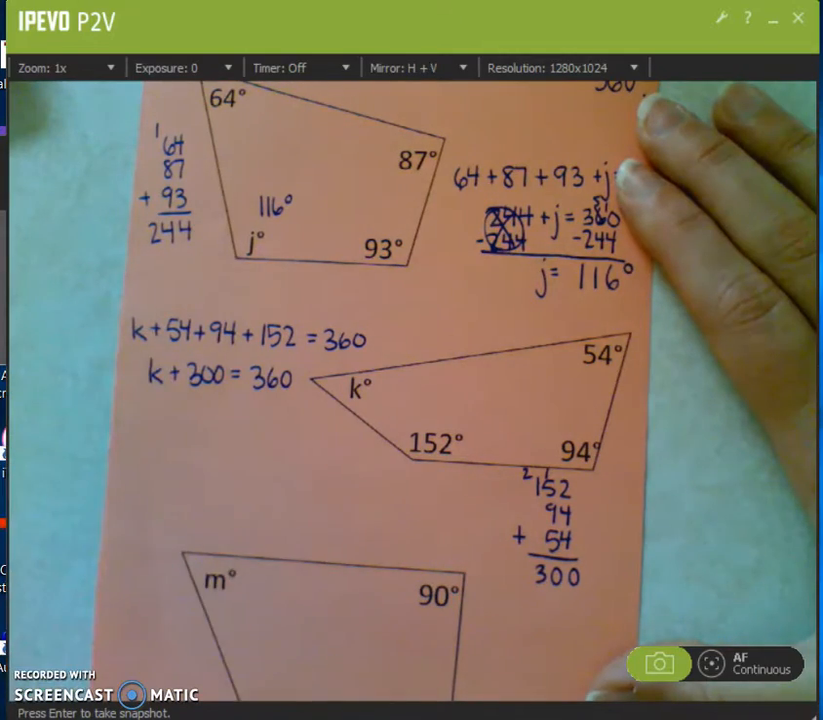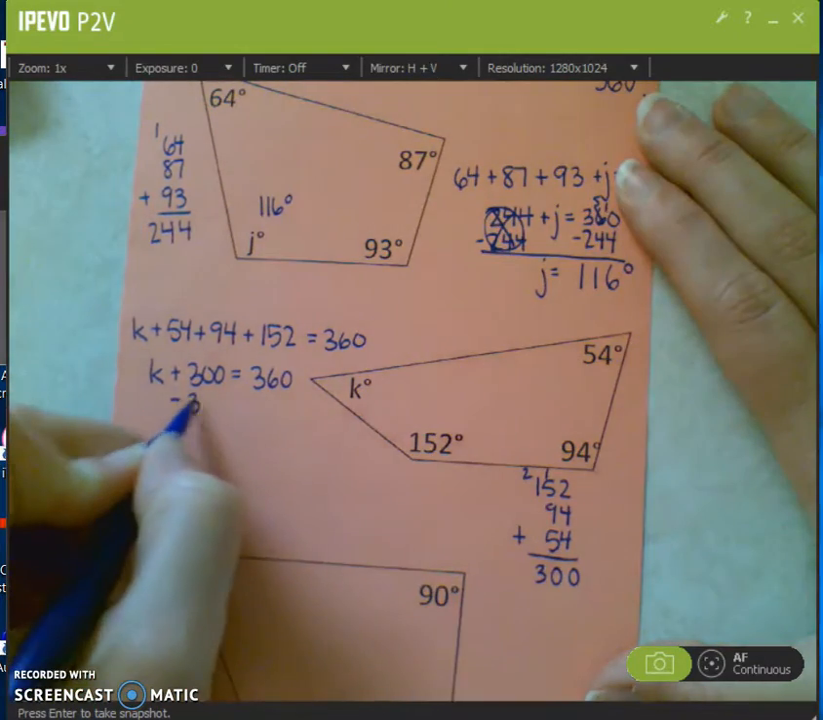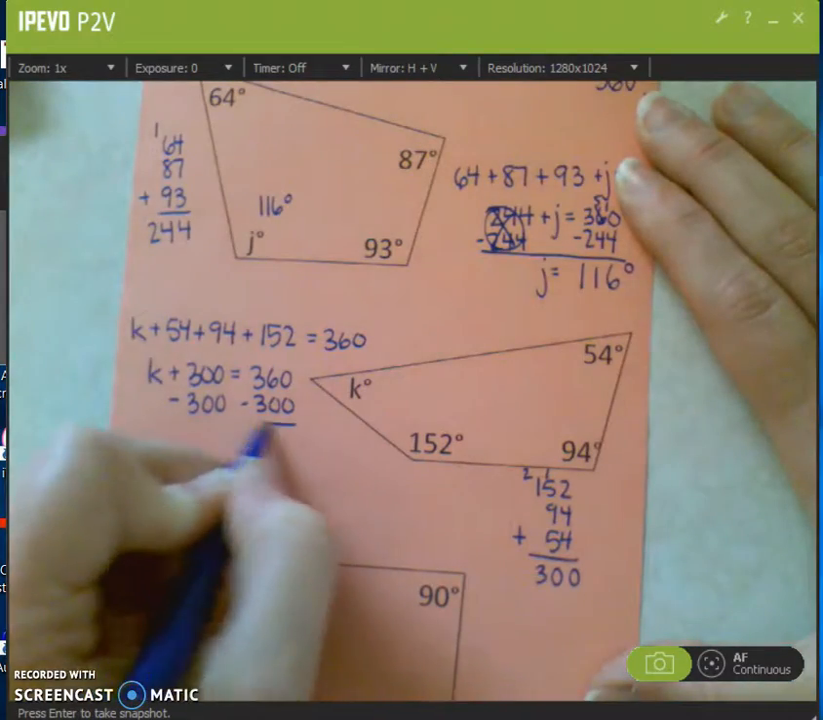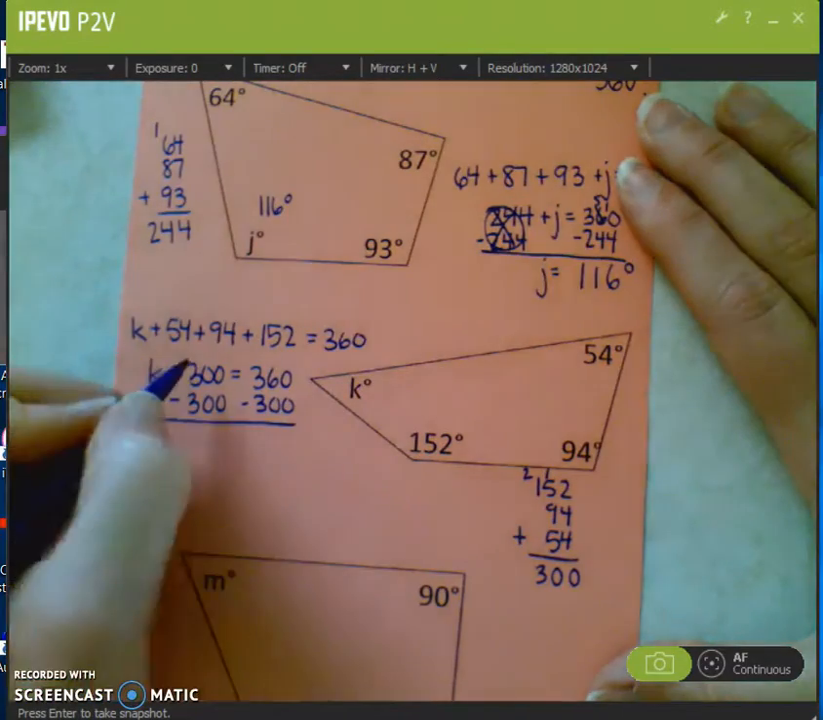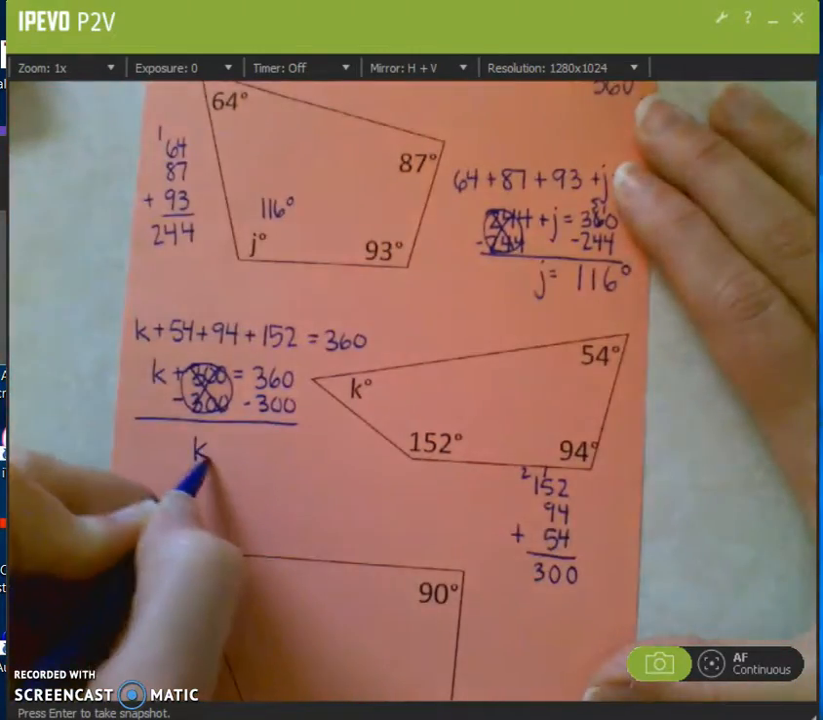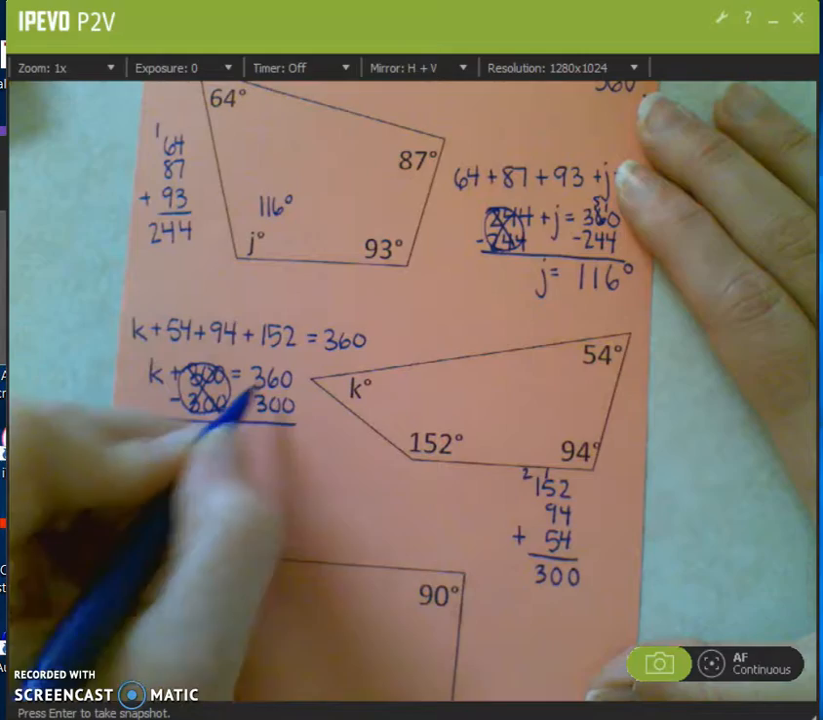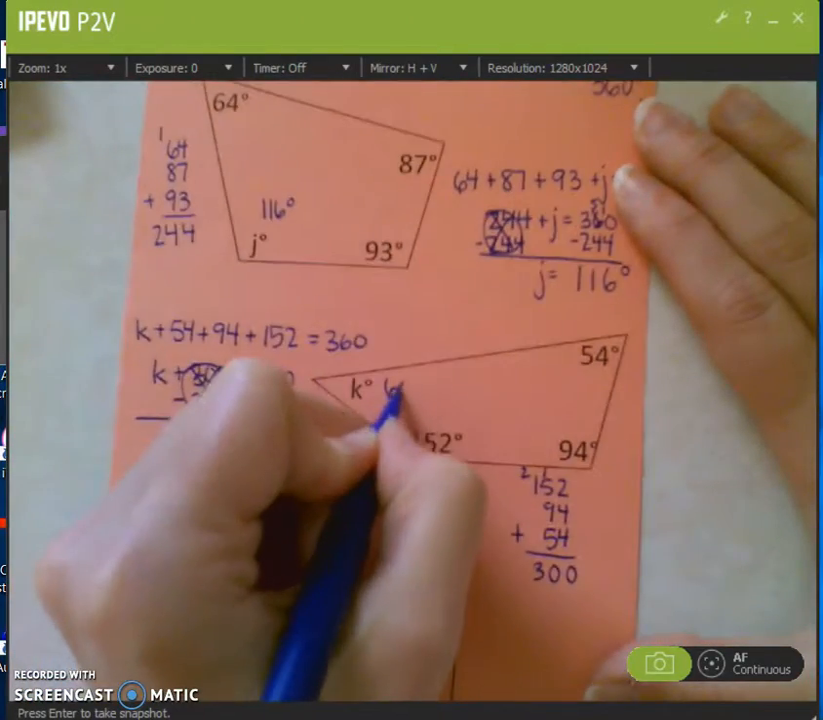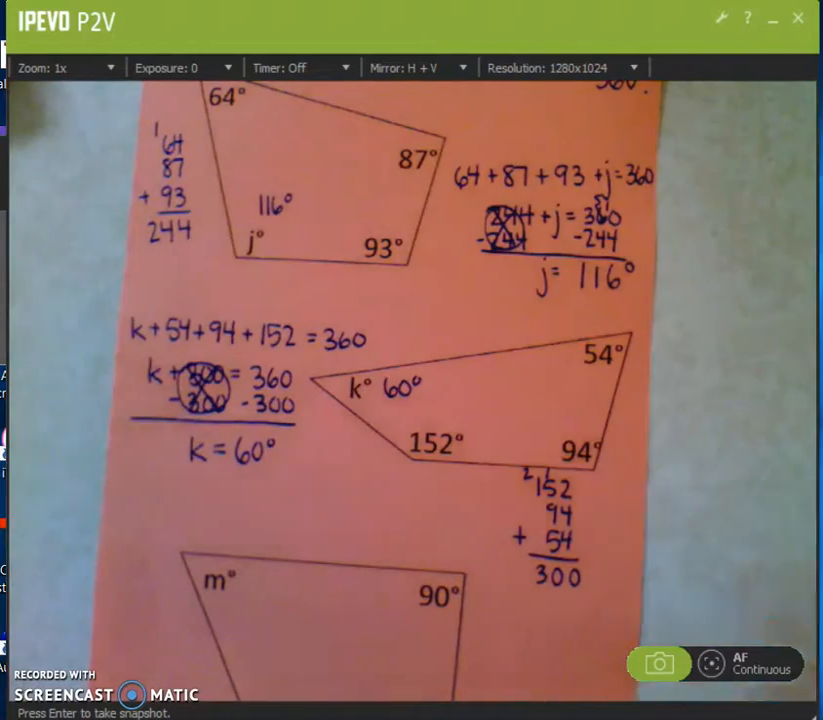And the inverse of adding 300 is subtracting 300. If I do it to one side of the equal sign, I must do it to the other. 300 minus 300 is 0. Those cancel out and I can pull down my k. 360 minus 300 is 60 degrees. And so k is equal to 60 degrees.